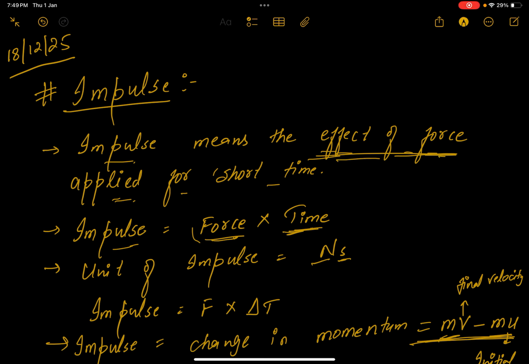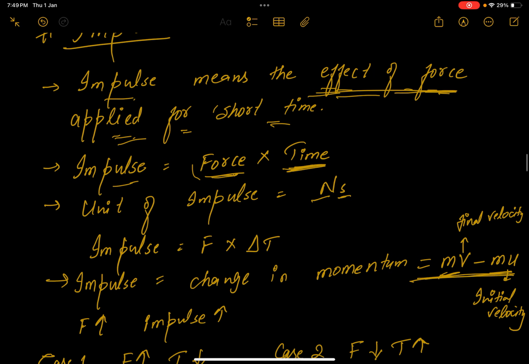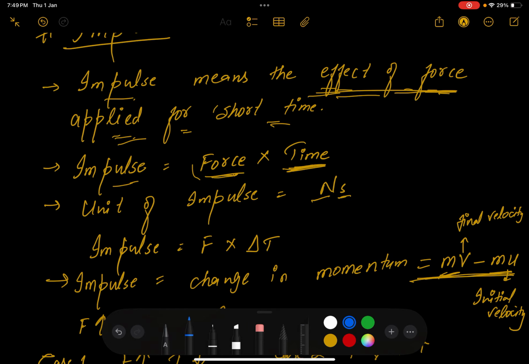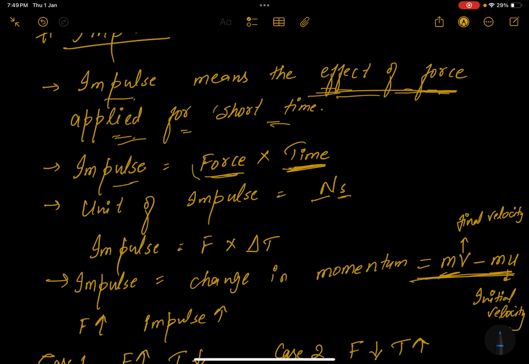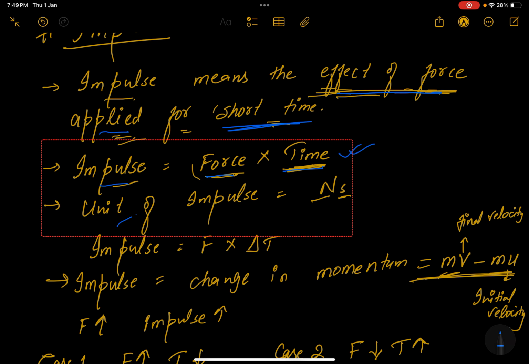Impulse means the effect of force applied for a short time. Impulse is equal to force into time. I am changing color so you can understand it better. From here you can see the mathematical formula. Impulse is equal to force into time, the effect of force applied for a short time. The unit of force is Newton, and the unit of time is second. So the impulse unit is Newton second.